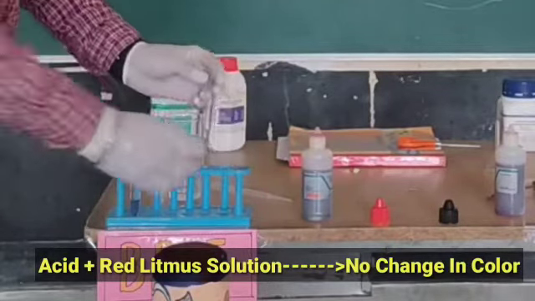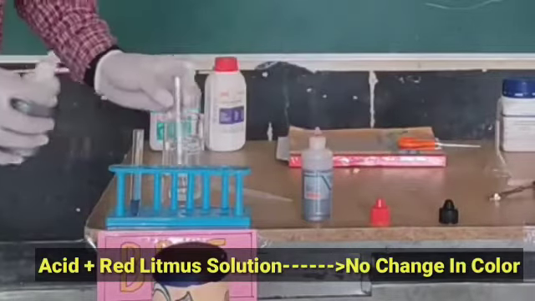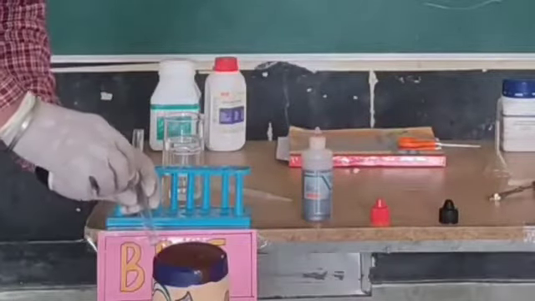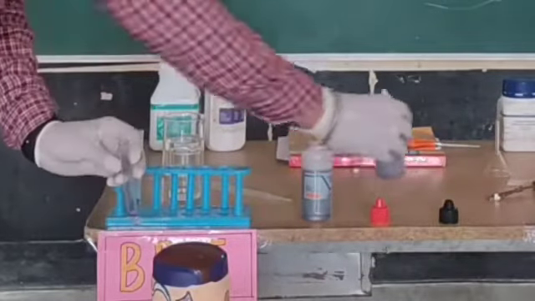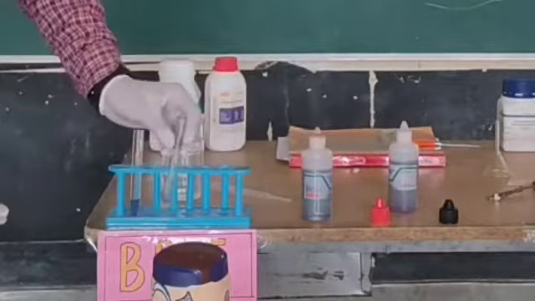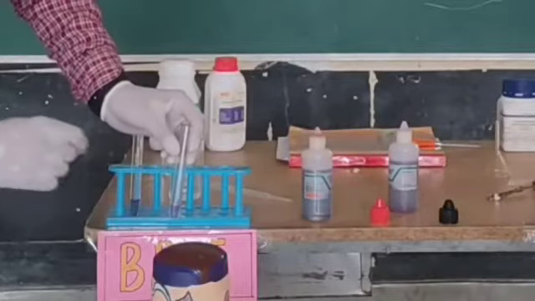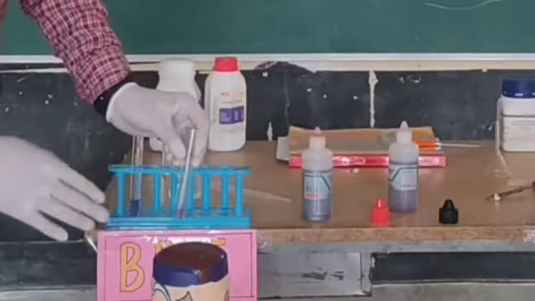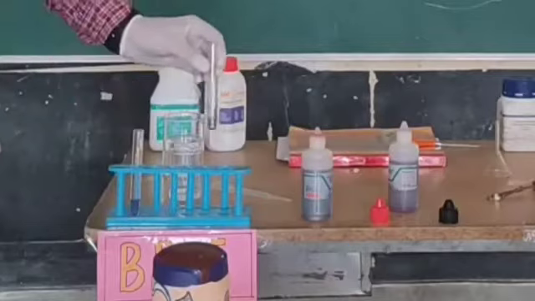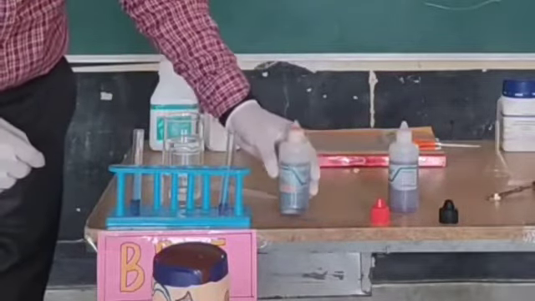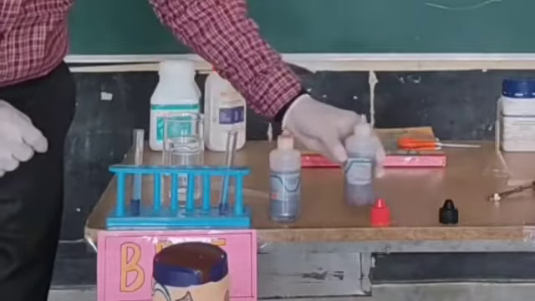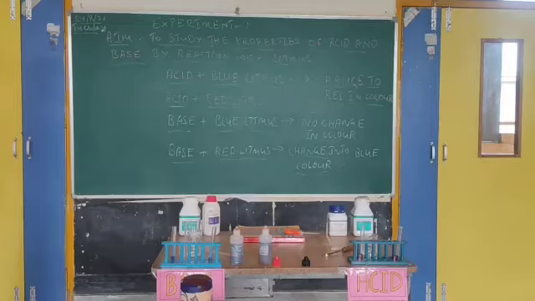Now let's see what happened when we add the blue litmus to the base. Now you can see there is no change in the color. The blue litmus remains the blue after adding it to the base. So it's clear from here that the base can change the red litmus to the blue, whereas it does not create any change in the blue.